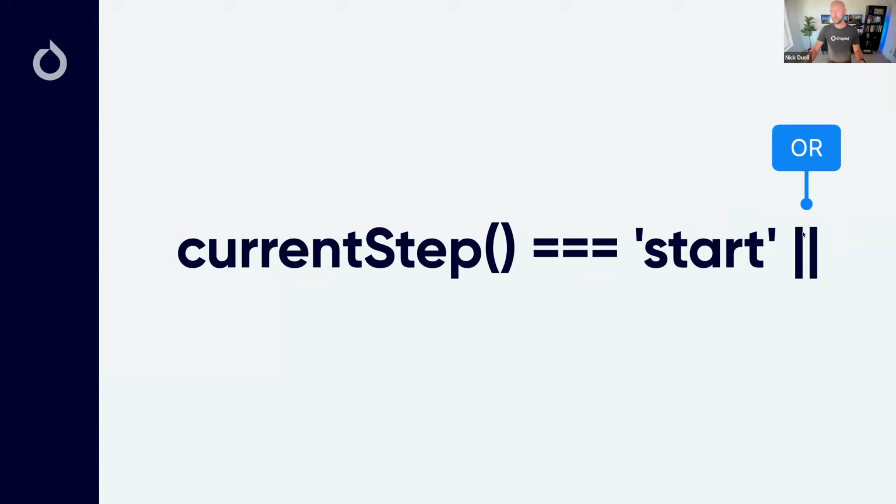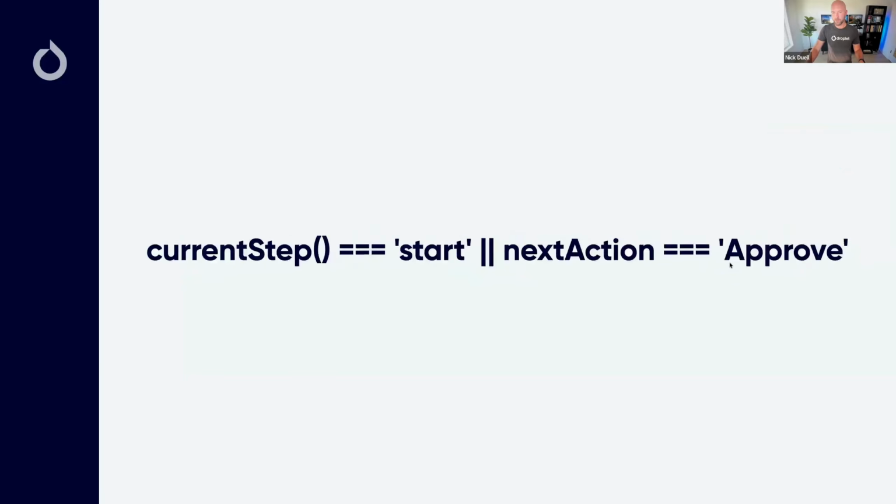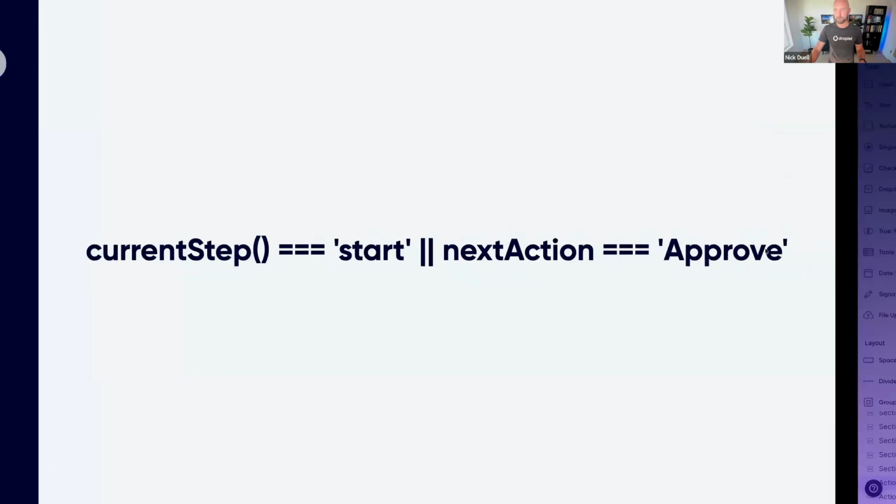Or, and we represent that by two pipes. This is technically JavaScript. This is not Droplet specific. Two pipes, that key is probably just above your return key. You'd hit shift and then the forward slash. That's what or is. And then we have next action equals approve. Next action is that radio button. And if they've chosen approve, then we want to show that submit button.